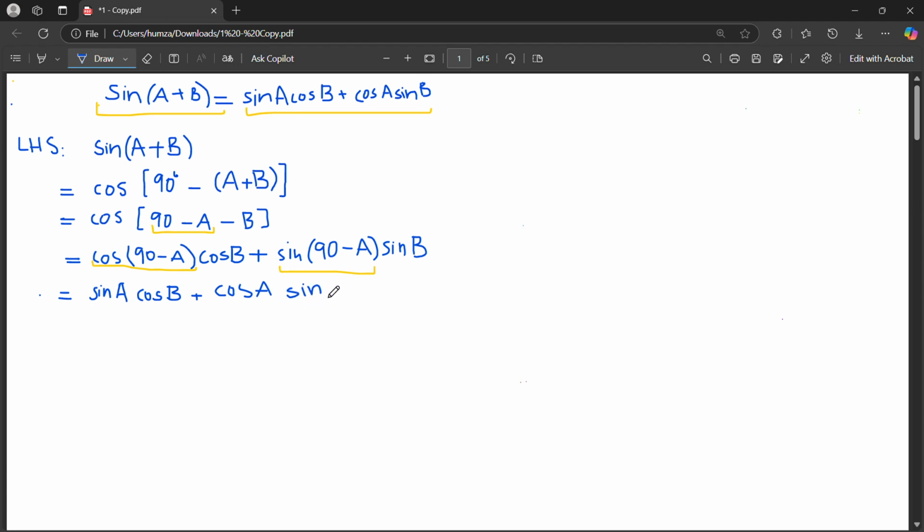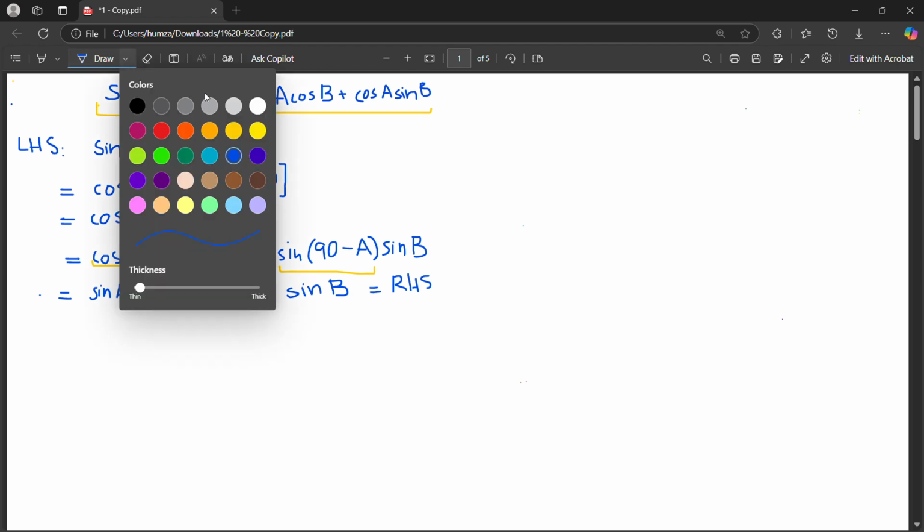So we can use our co-function rule to simplify sin(90° − A). So this is cos A, and cos(90° − A) is equal to sin A, and hence we have proved that the left hand side is equal to the right hand side, and we have proved that sin(A + B) is equal to sin A cos B plus cos A sin B.